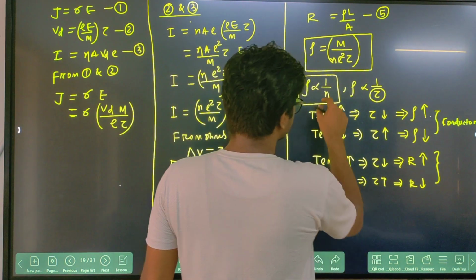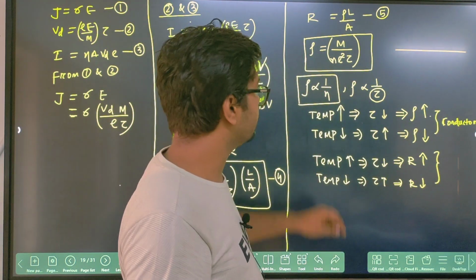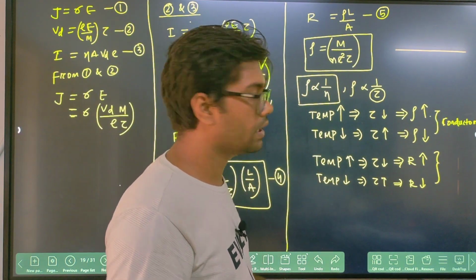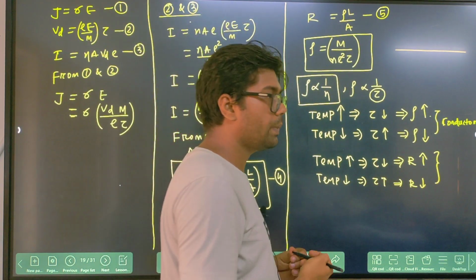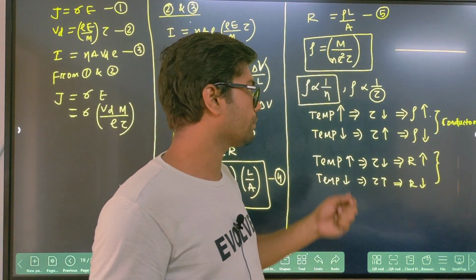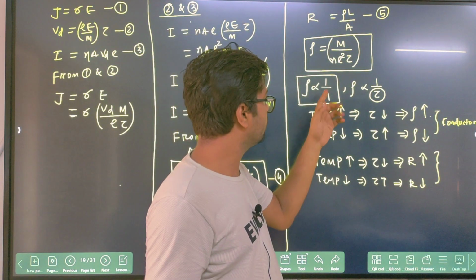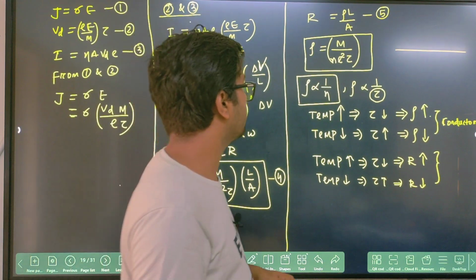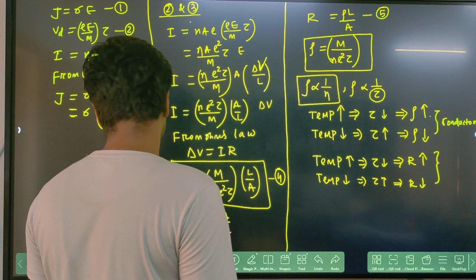So in this case, if the number of free charges is more, the resistivity will be less. More free charges, less resistivity. Fewer free charges, more resistivity, right? So depending on that, you can decide that for gold and iron and all these materials, the resistivity differs, because the number density is different in different types of material. Okay, this thing is done.